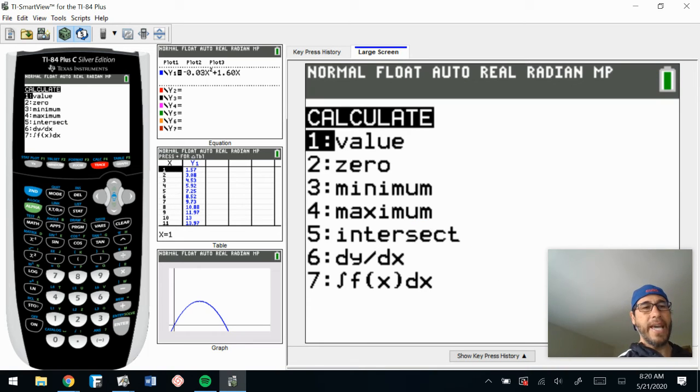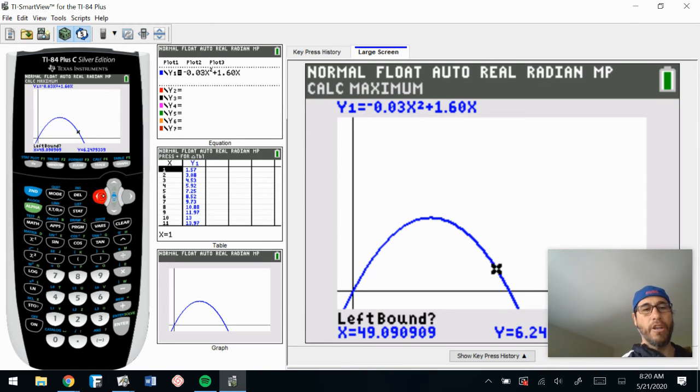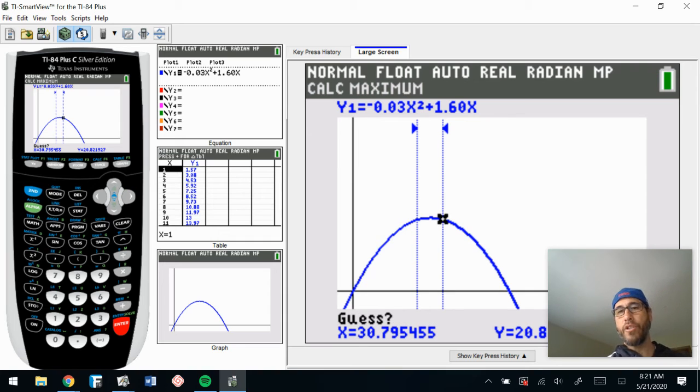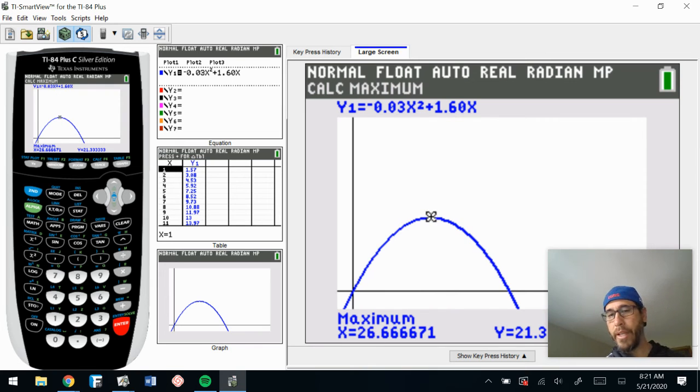So we go second calc. It has a maximum. Remember, we did this back in our first unit, our first part of this quadratic chapter. And then we go to where we think it is. And then we go 2 times to the left. And we go 2 times to the right. And you just got to make sure those little lines that the maximum is in between there. And then there it is, 21.3. So he kicks it as high as 21.3.